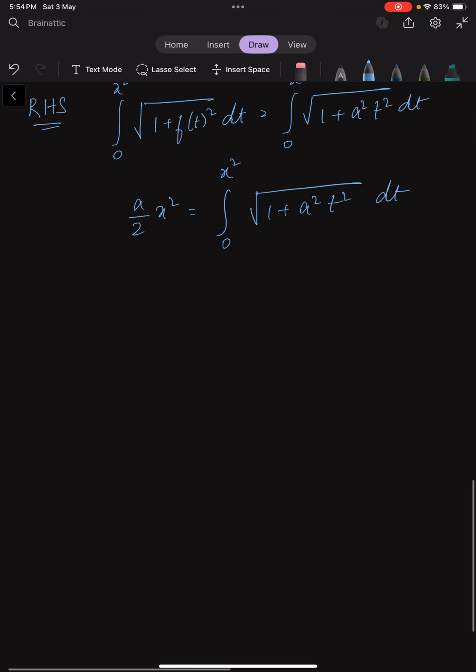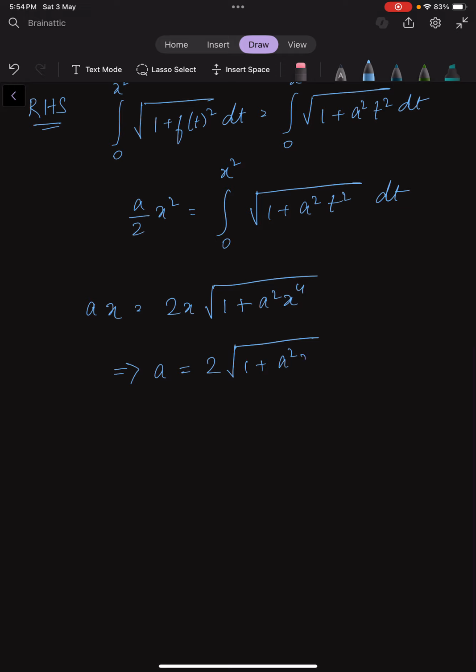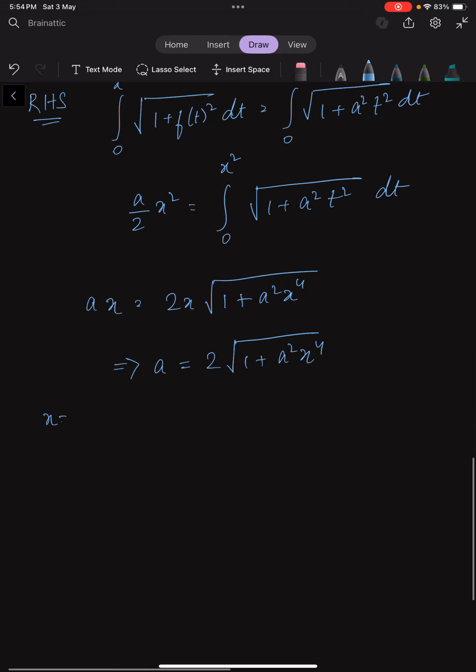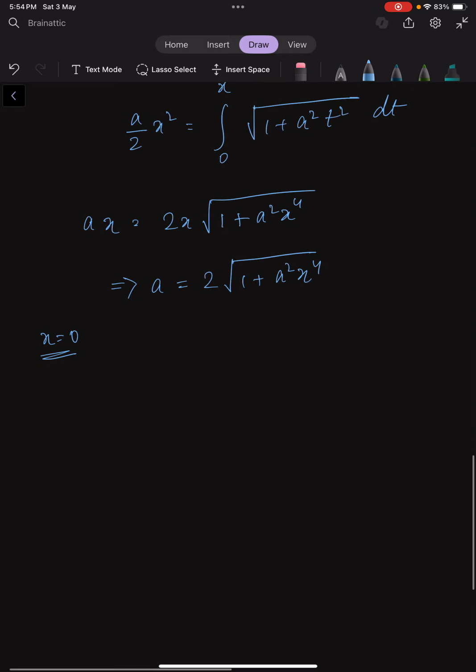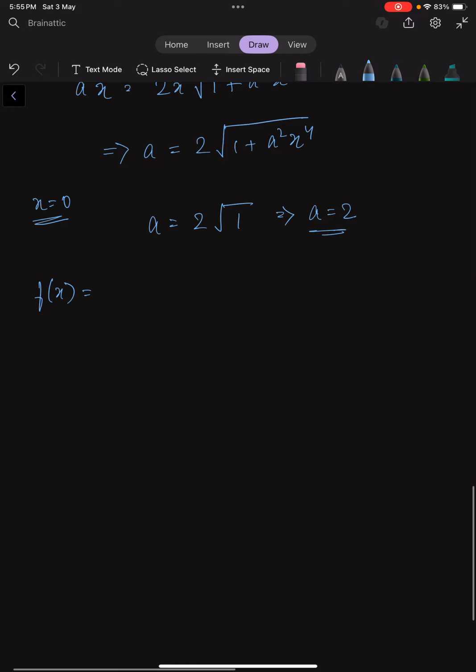If I differentiate both the sides, I will have ax is equal to 2x root under 1 plus a square x power 4. Now if we solve this, we have a is equal to 2 root 1 plus a square x power 4. So if we plug in the value of x is equal to 0, I get a is equal to 2 under root 1, which implies that a is equal to 2. So I assumed that f of x is equal to ax. Now I got the value of a is equal to 2. So this tells me that f of x is equal to 2x.